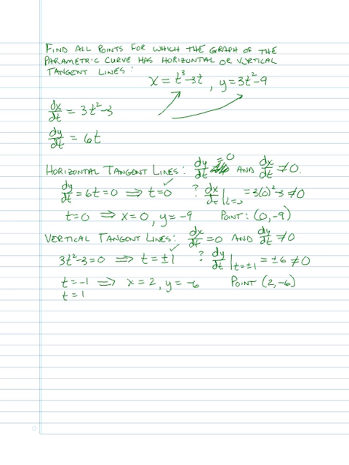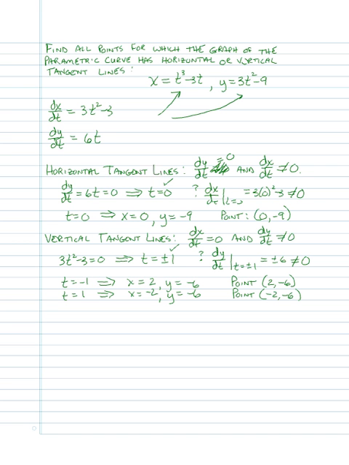Now, the t value of 1 will give us an x value of negative 2 this time, pardon me. And our y value will once again be negative 6. And so another point where we have a vertical tangent line is the point (-2, -6).